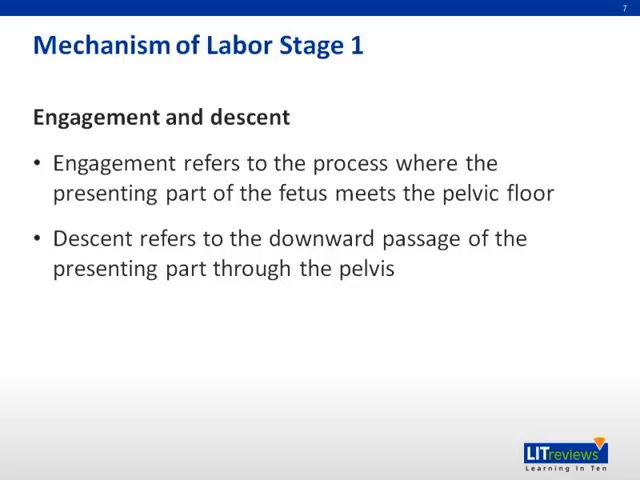There are several processes the fetus undergoes from the onset of labor till delivery. Firstly, stage 1 of labor involves the engagement and descent of the fetus. Engagement refers to the passage of the widest diameter of the presenting part beyond the pelvic inlet. Descent refers to the downward passage of the presenting part through the pelvis.